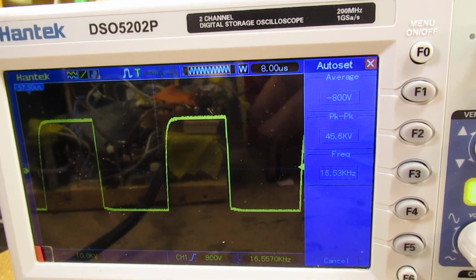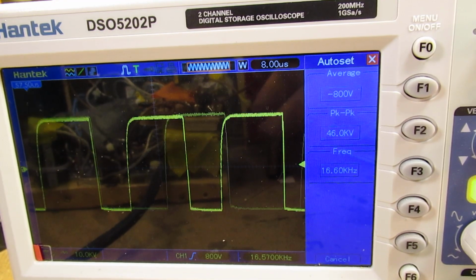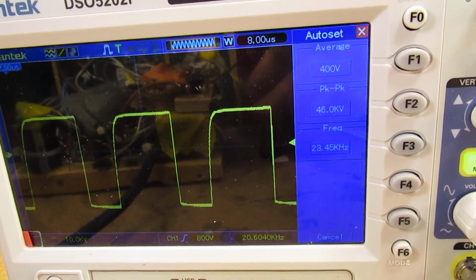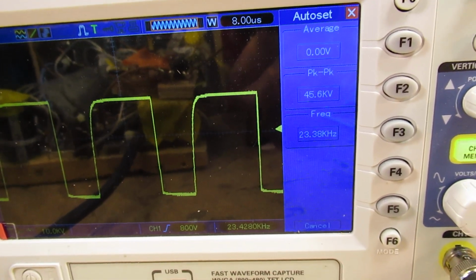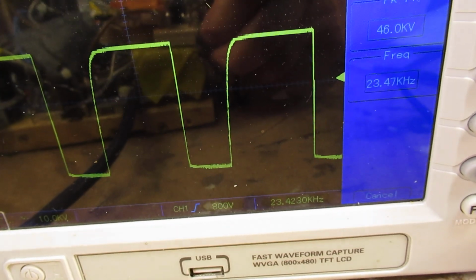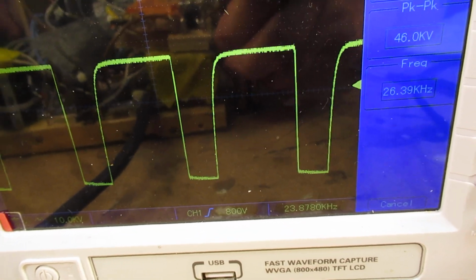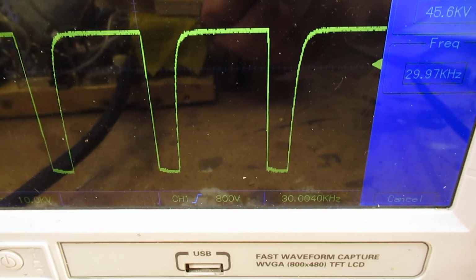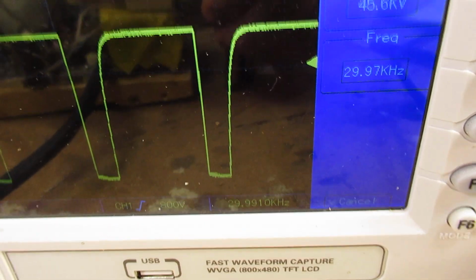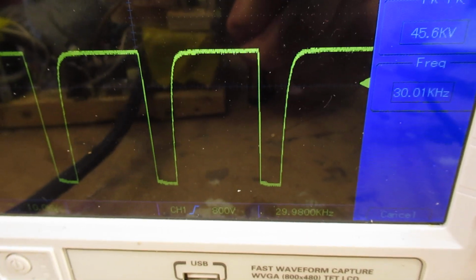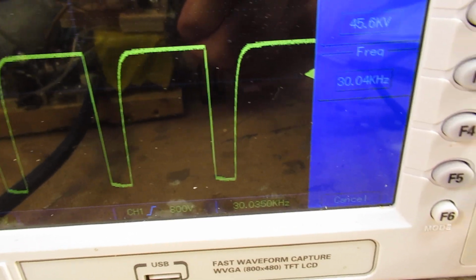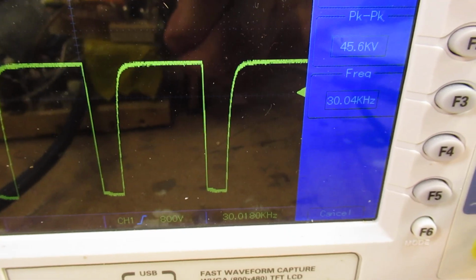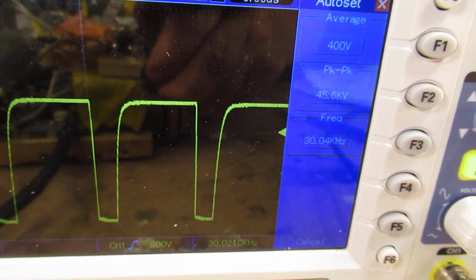I switch on now the needle pulse, and now we are on 23 kilohertz. I change the potentiometer of that needle pulse generator, and now we are on, say, 30 kilohertz. Well, I think that this is it all.